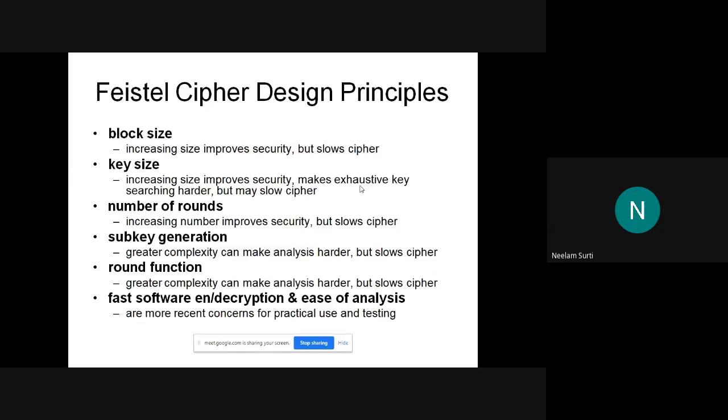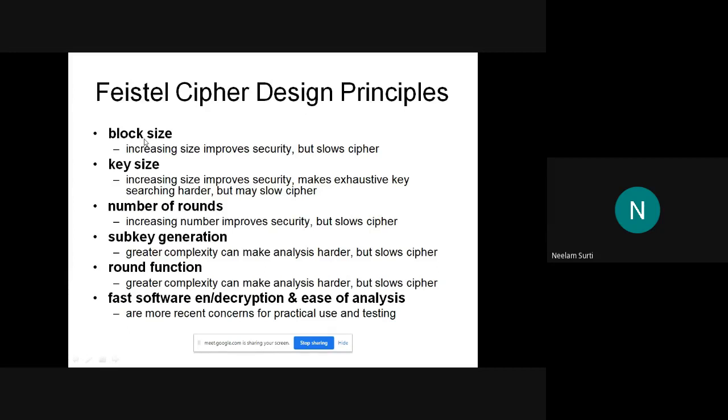So it is considered that if the key size is larger, then a brute force type of attack, that is, an exhaustive key search attack, is harder, but it will slow the cipher. If the key size is very large, it will slow the cipher. So a lot of R&D, research and development, is done on the first cipher which was developed, which is DES. And even multiple versions of DES were available, because all these are hurdles.